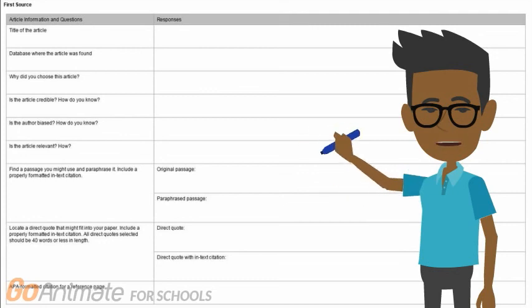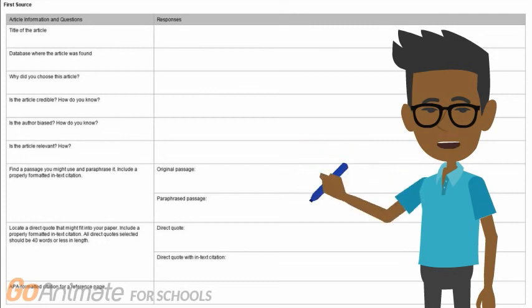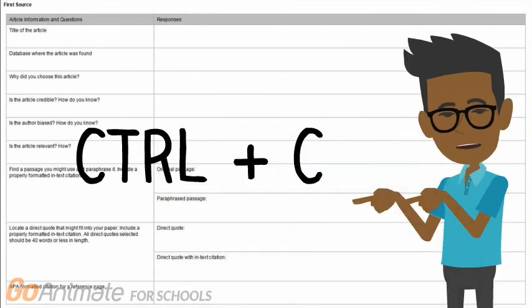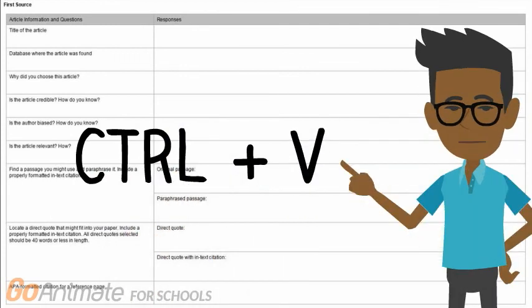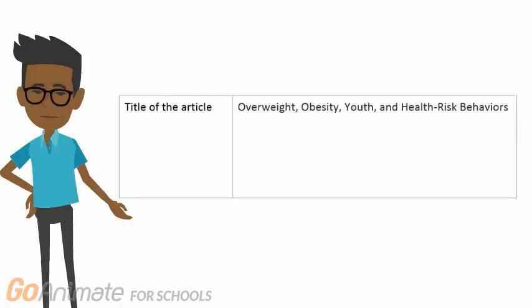I can copy and paste the information from the library to my worksheet. You can copy content by highlighting relevant information and hitting Ctrl+C. You can paste the copied information by hitting Ctrl+V. My title is Overweight, Obesity, Youth, and Health Risk Behaviors. I need to paste that into the appropriate box like this.